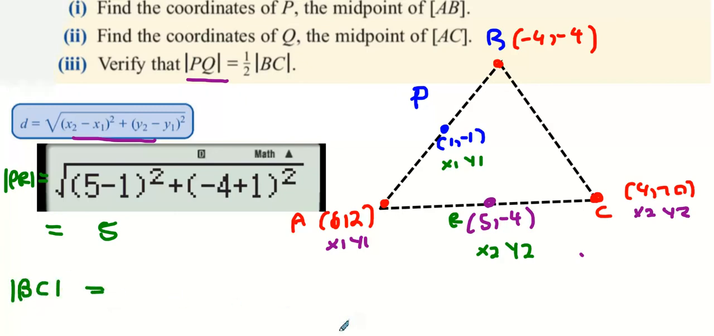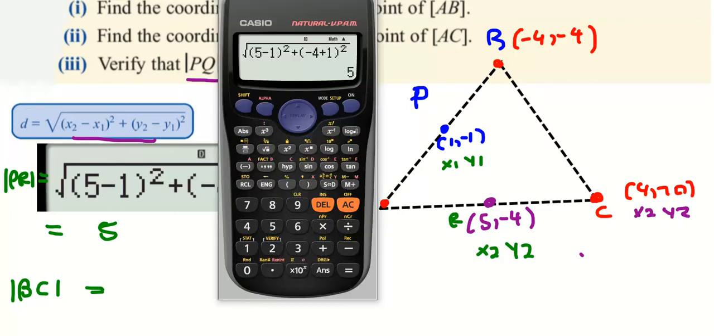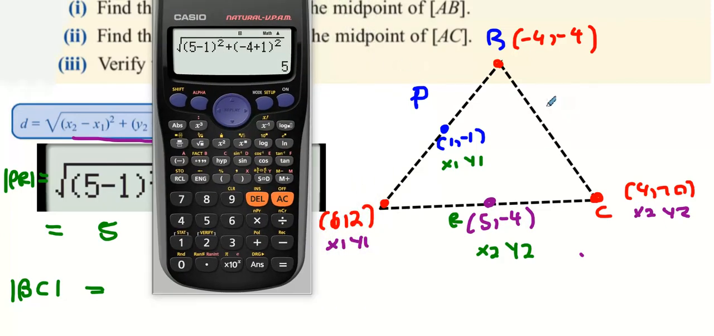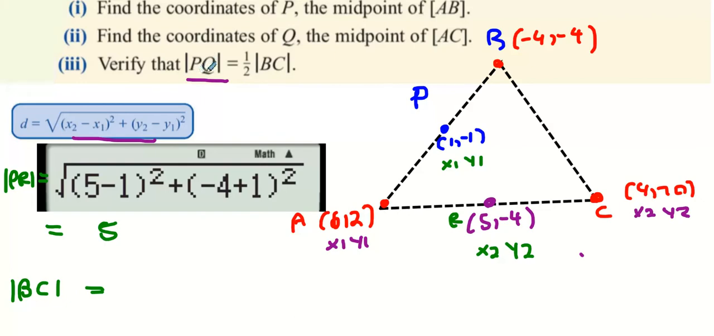Let's see if it is 10. Get your calculator out again. Because it says verify that PQ is half the length of BC. So this means BC is double the length of PQ. No, we have to prove it. So do B to C, guys. Call that x1, y1. Call this one x2 and y2. Once again, take out the calculator.